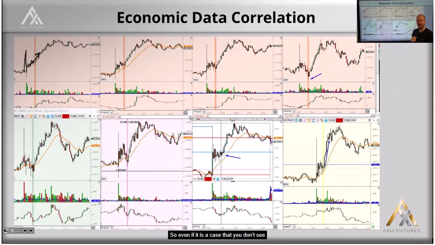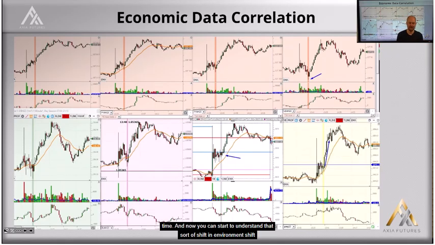So even if you don't see an obvious correlation or you're not seeing really why you're looking at these things in a certain way, that's fine. Because as time goes by, these things will start to come back around. And by having this level of information, perhaps in 2 years' time, you look back and you go, okay, I can see how those correlations have shifted over time. And now you can start to understand that shift in environment, shift in dynamic.